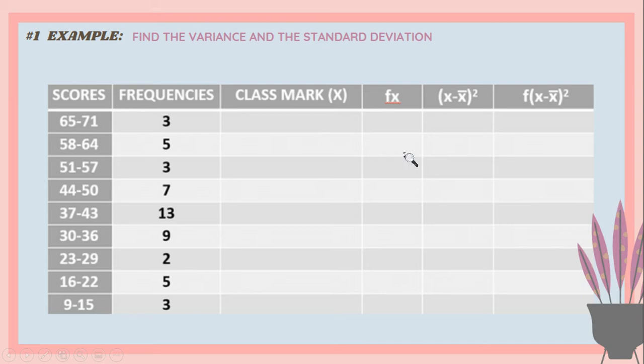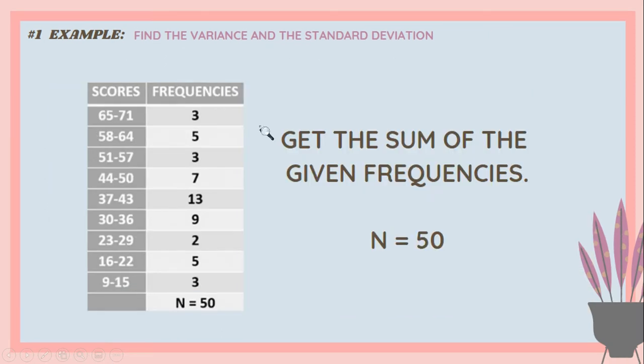So to find the variance and the standard deviation, we need to find the answers for these additional columns, which are the class mark, fx, x minus mean squared, and f times x minus mean squared. The first thing we need to do is to get the sum of the given frequencies. So we need to add all of these given frequencies, so we will get the sum of 50.